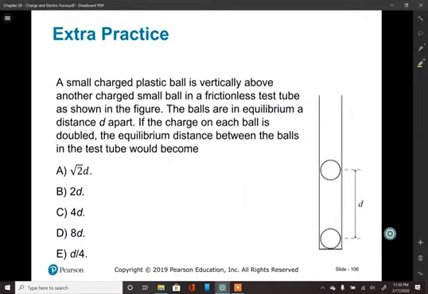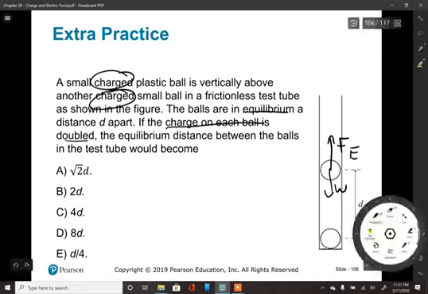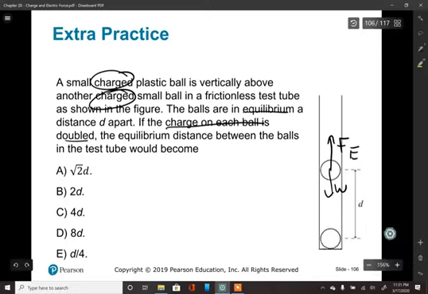Okay, so here we have a plastic ball suspended above another. And so to understand why, well, they're charged. So what forces are acting on this top ball? We have a weight and an electric force. And for it to be suspended, in equilibrium, that tells us those two are equal. So if the charge is doubled, which of these forces changes? If the charge is doubled, that force is going to change, but the weight doesn't.